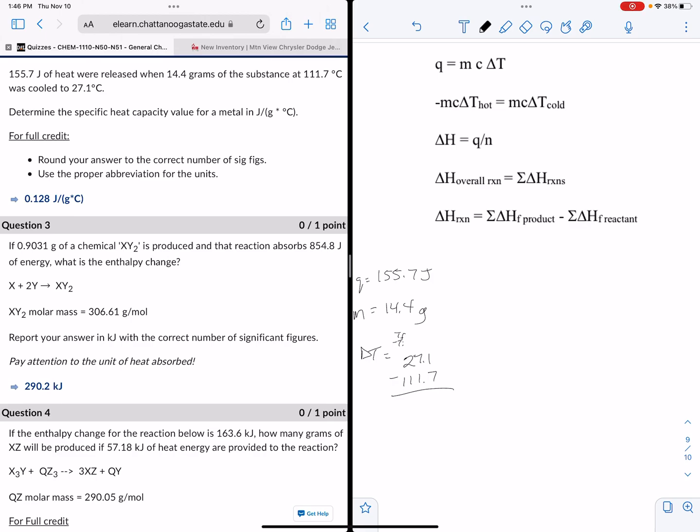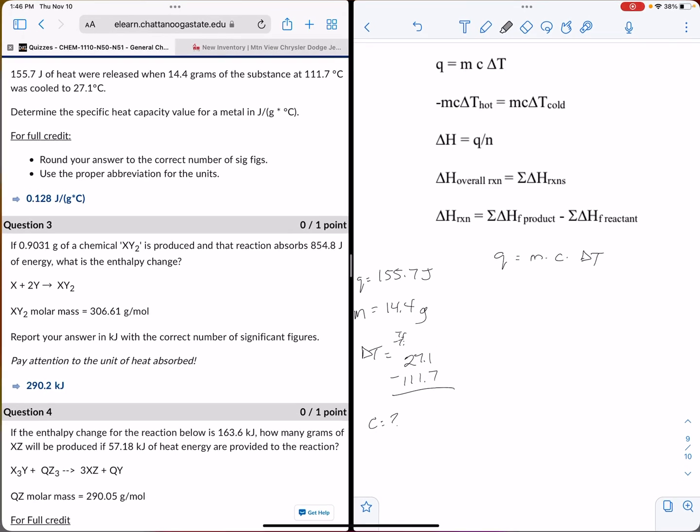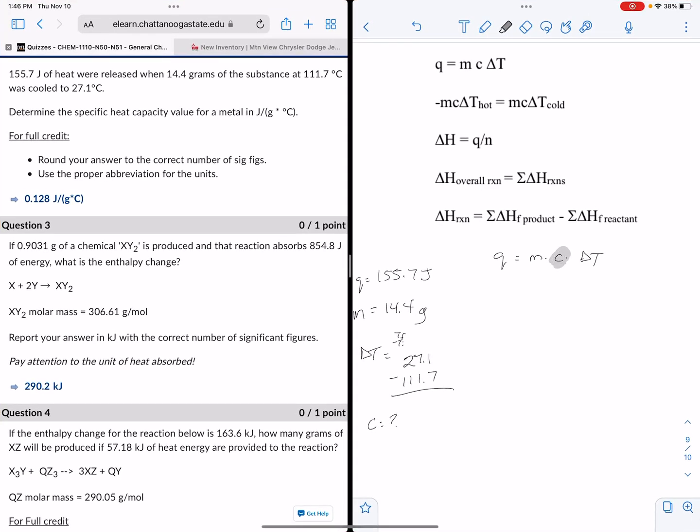Determine the specific heat capacity. So that's what you're looking for. So we know the formula is Q equals M times C times delta T. If we're solving for C right here, then we want to divide and get rid of anything around the C. So we want to divide both sides by M, so those will go away. And then we want to divide both sides by delta T, so those will go away. So essentially what I have now is C is equal to Q over M times delta T.